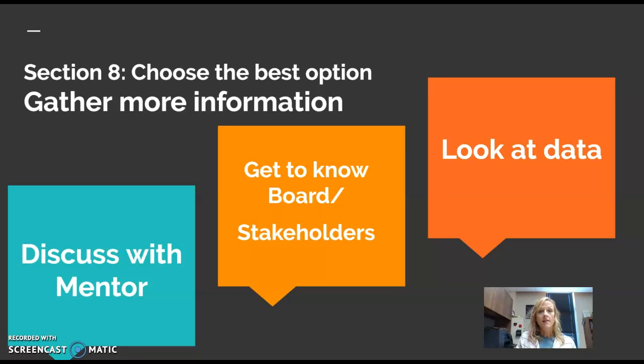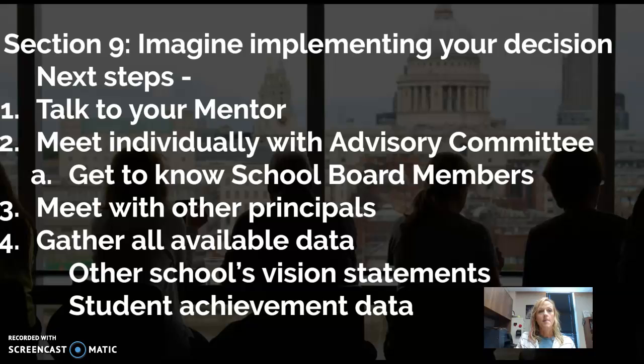So what I thought the best option was, was to gather more information. I would discuss with the mentor, get to know the board members and stakeholders, and look at data, which I'll discuss a little bit more next. So as far as implementing my decision, the first thing I would do after the meeting is talk to my mentor, get information from my mentor on some different suggestions and different strategies, maybe some things that I have missed or overlooked that I need to look at.